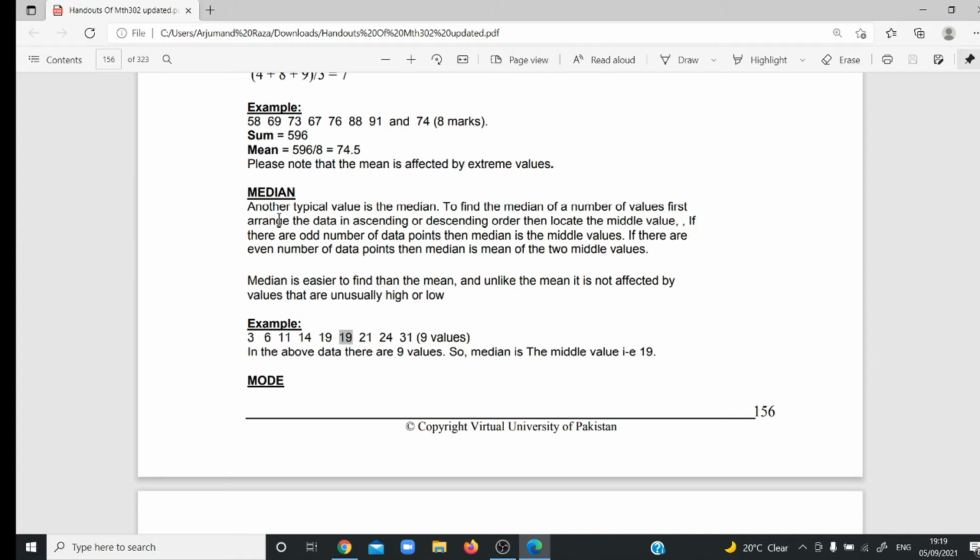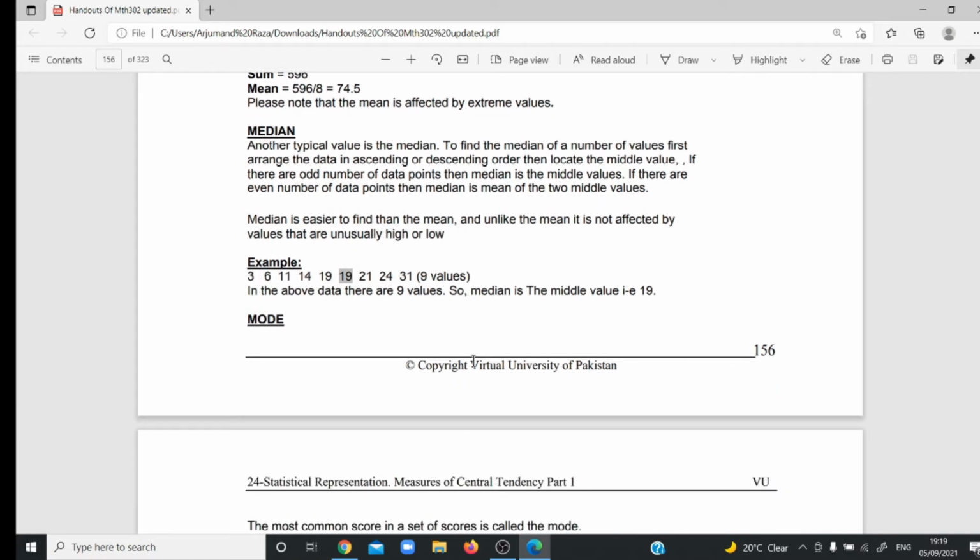Okay, median is the middle value, or we also call it, we arrange the data in ascending order. So whenever the word median comes, we should remember that the data should be in ascending order. In some cases descending order is also fine, but it can change your results or your numbers, but it is better to write it down in ascending order.